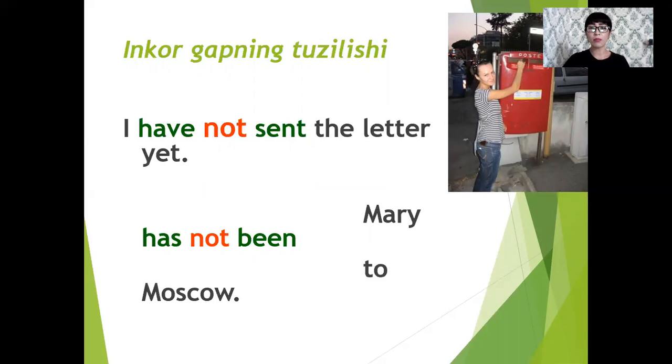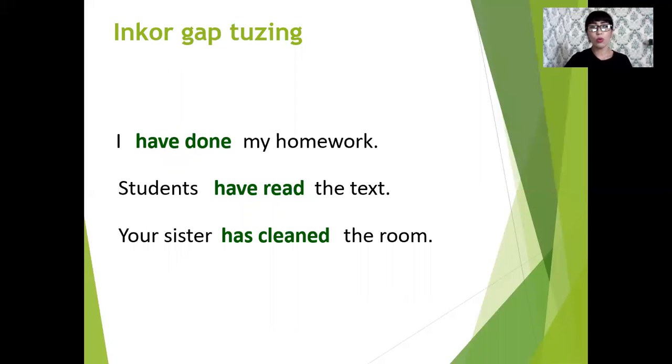Mary has been to Moscow. Mary has not been to Moscow. Mary Moskvaga borib kelgan. Mary has not been to Moscow. Mary Moskvaga hali bormagan. So for these three sentences, I just wrote that we can make a negative sentence. I have done my homework. Men uyga vazifamni bajardim.